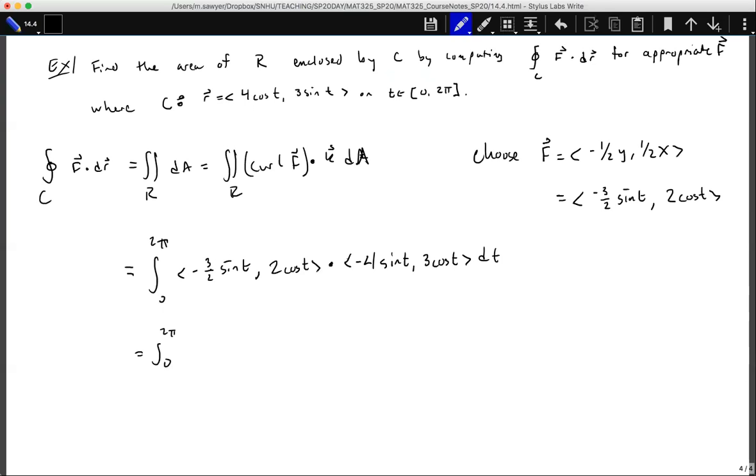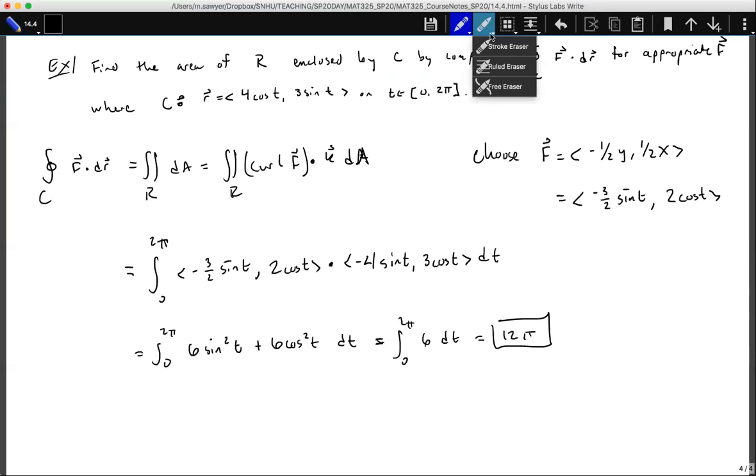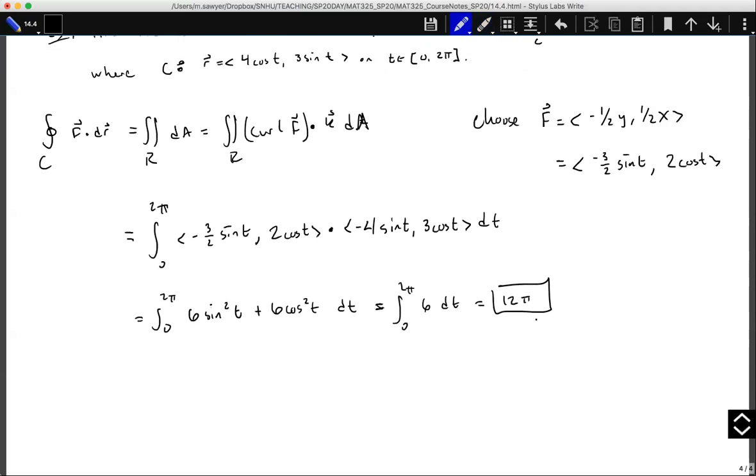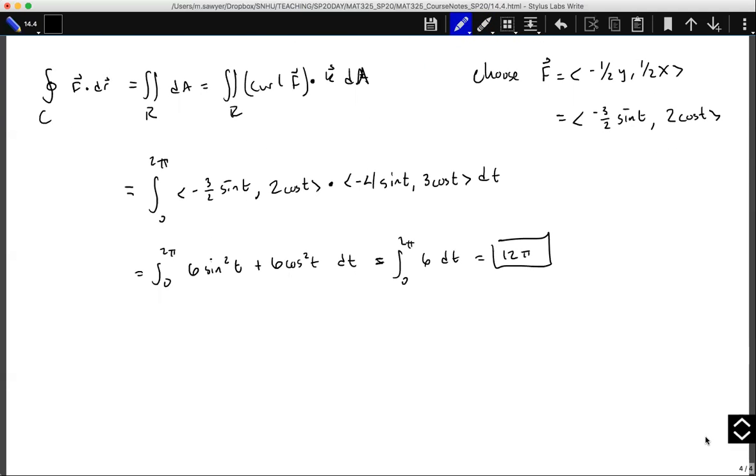We get −3/2 times −4, so that gives me 6. And then the sines multiply to be sine squared t, plus another 6 cosine squared t, dt. The sine squared and the cosine squared combine, so we get the integral from 0 to 2π of 6 dt, which gives me 12π. So the area of this ellipse is equal to 12π. As always, if you have any questions, feel free to let me know.